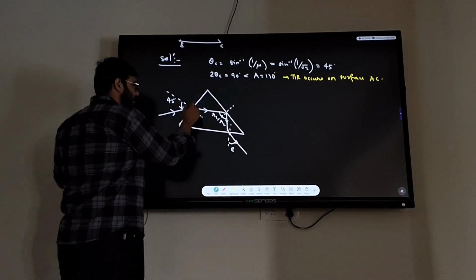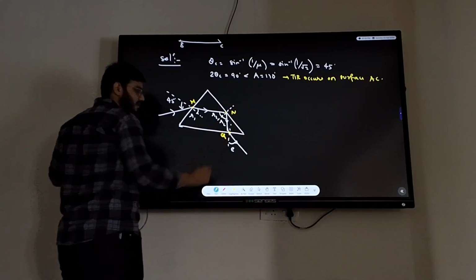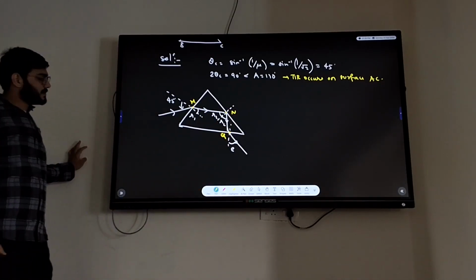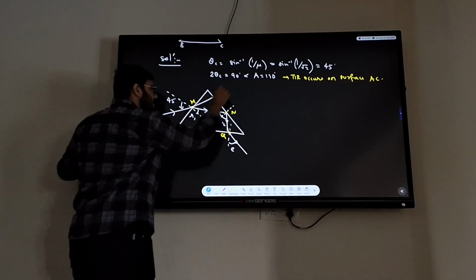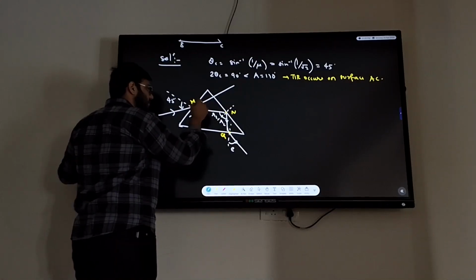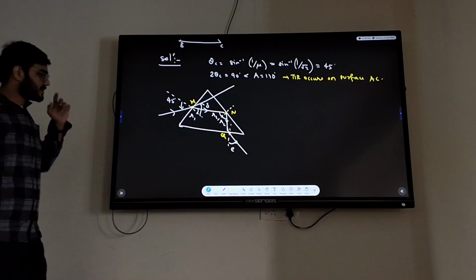Let's take these points M, N, Q. Then what will be the deviation at M? For that I have to find this. What will be the deviation by this? This will be the deviation, right? This is delta. Rather, not that.